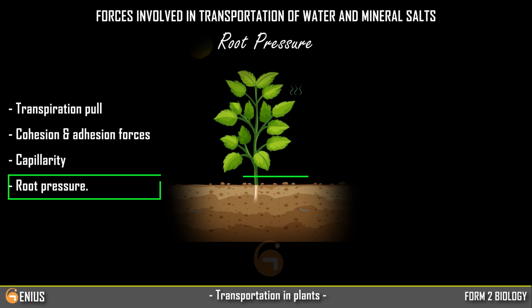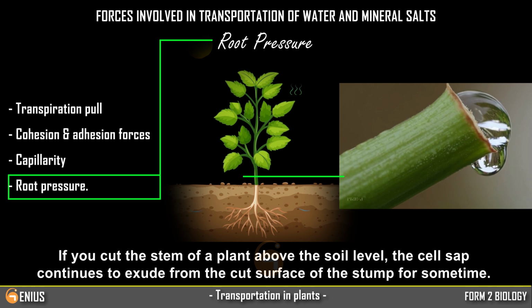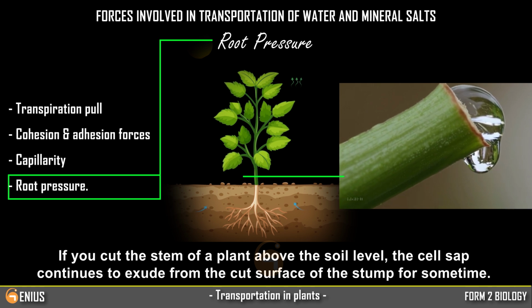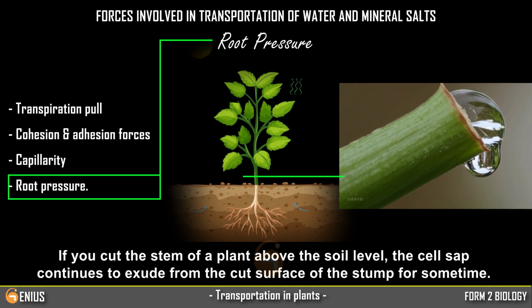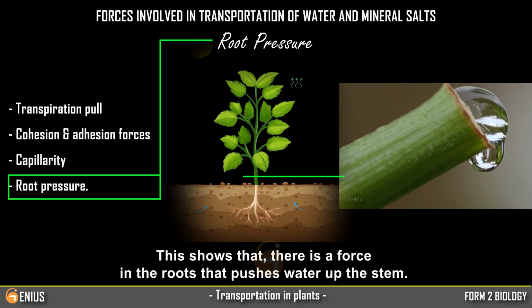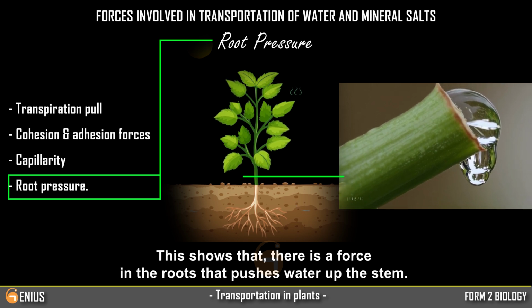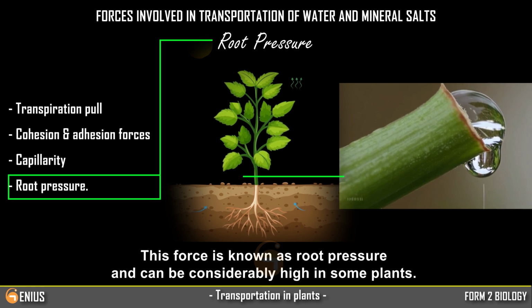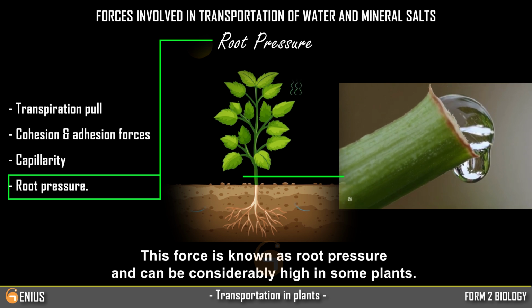Root pressure. If you cut the stem of a plant above the soil level, the cell sap continues to exude from the cut surface of the stump for some time. This shows that there is a force in the roots that pushes water up the stem. This force is known as root pressure and can be considerably high in some plants.